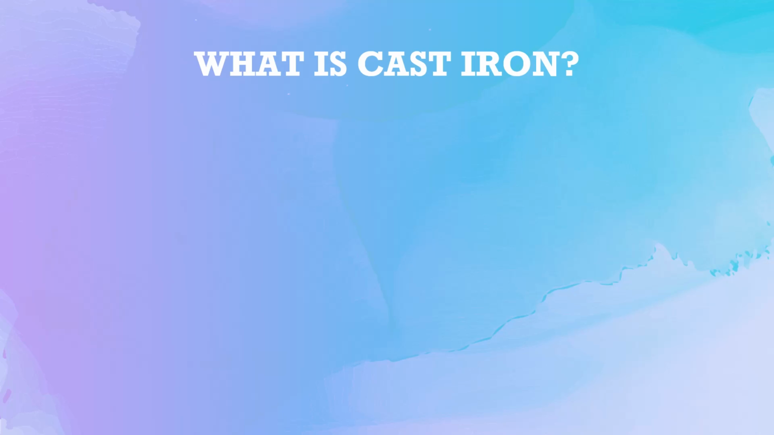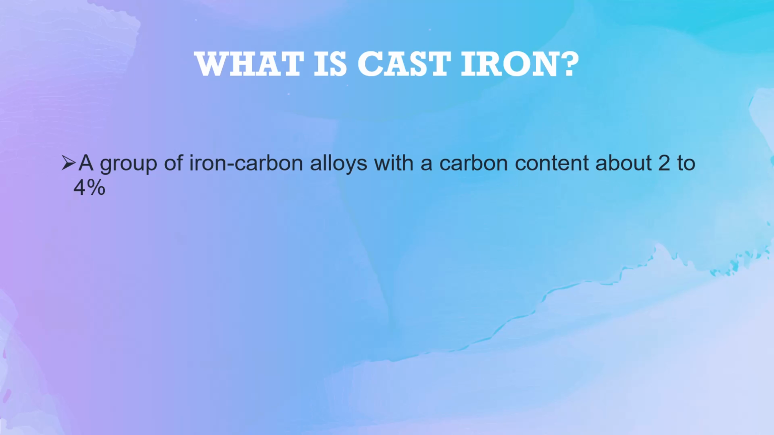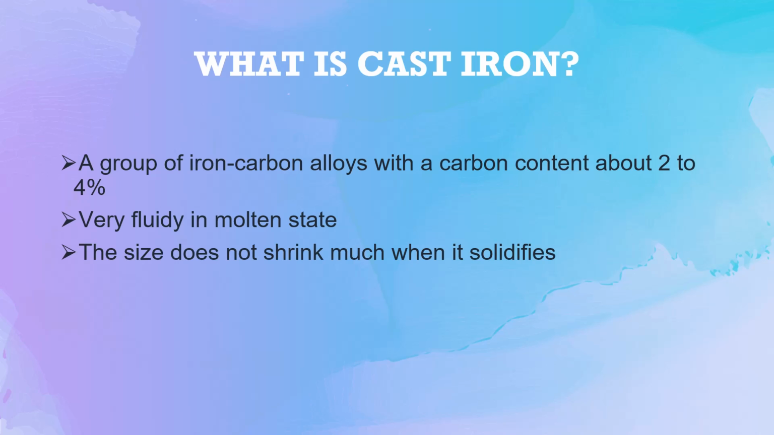Next. Okay, so we'll start off with the introduction for cast iron. So, what is cast iron? Cast iron is a group of iron carbon alloys with a carbon content of about 2 to 4%. It is very fluid in molten state. The next one, when it solidifies, the size does not shrink much. And the fourth one is the carbon content makes it very hard but also brittle.